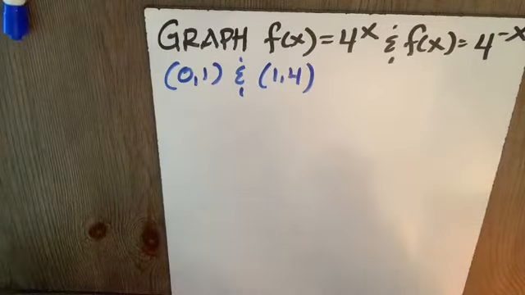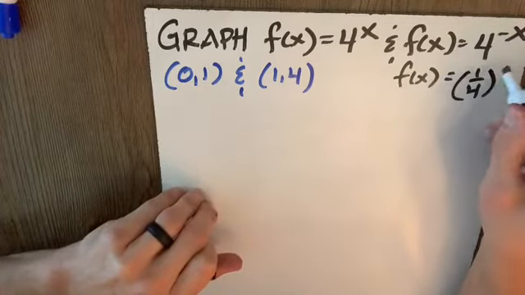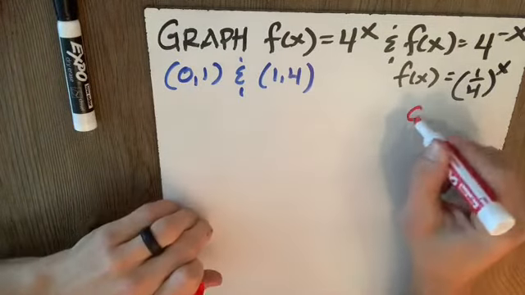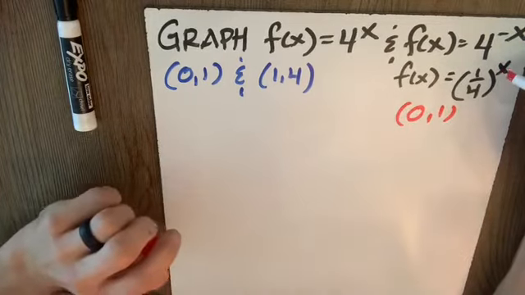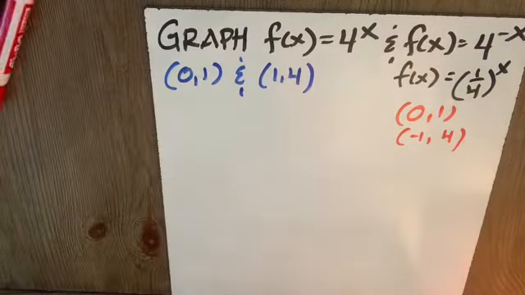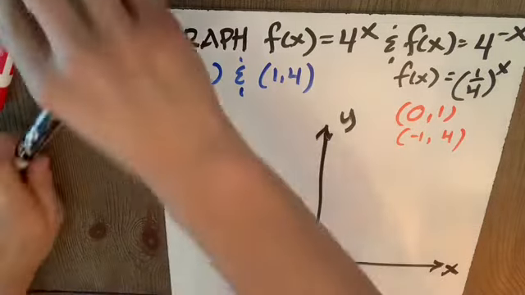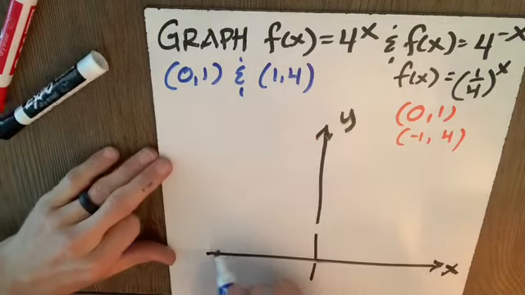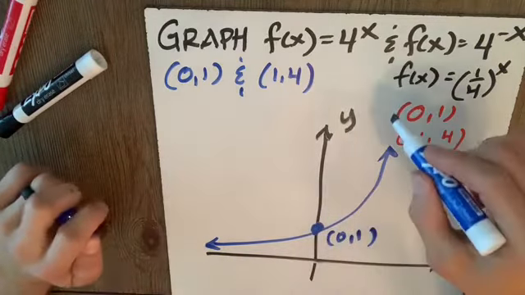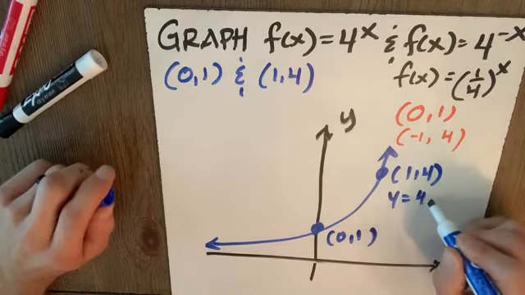How about this one? Well, this is the same as f of x equals (1/4) to the x. So I know this is going to go through this magical point (0, 1). If I put a -1 in, I'm going to get 4. So if I'm graphing these two, they're going to be mirror images of each other over this y-axis. And of course, they're both going to go through this juicy point, (0, 1), and this is the exponential growth, 4 to the x, so it's going to be (1, 4). And so this blue graph is y equals 4 to the x.